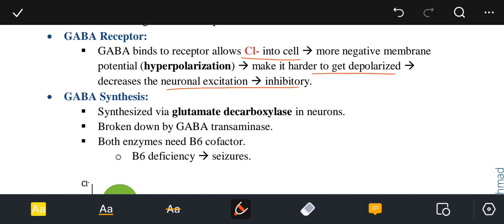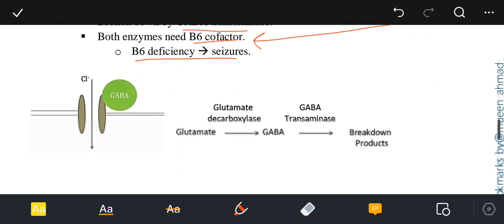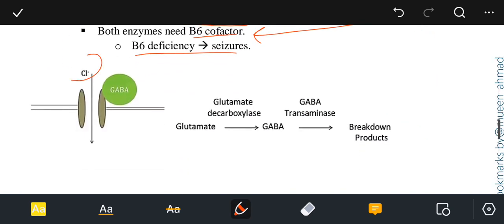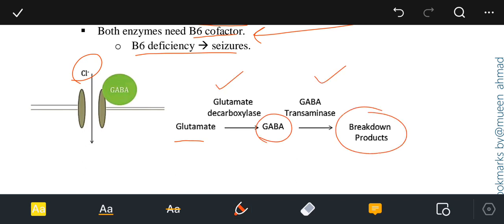and that will make it inhibitory. GABA is synthesized by glutamate decarboxylase in the neurons, and broken down by GABA transaminase. Both enzymes need B6 as a cofactor. B6 is pyridoxal phosphate, and that is required for the synthesis of GABA and also the breakdown of GABA. Vitamin B6 deficiency will lead to seizures. Then we have chloride entering the cells. Glutamate will be converted to GABA, and GABA will lead to breakdown products, through glutamate decarboxylase and GABA transaminase.